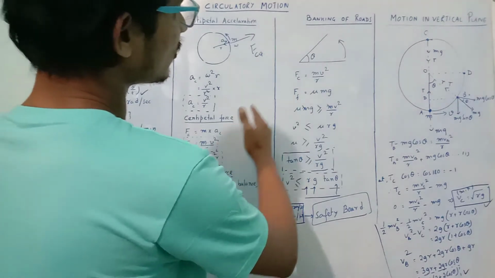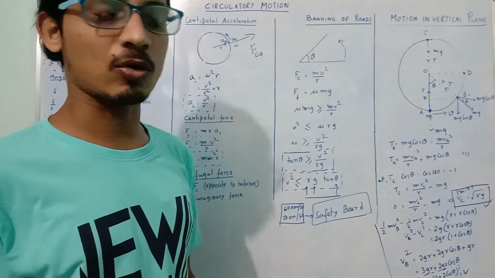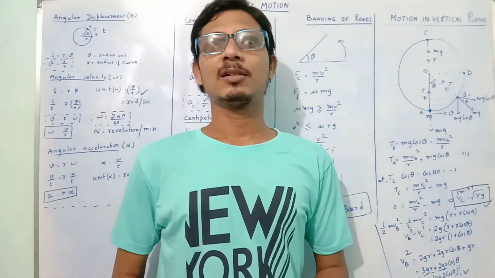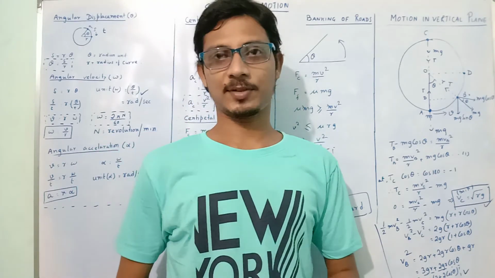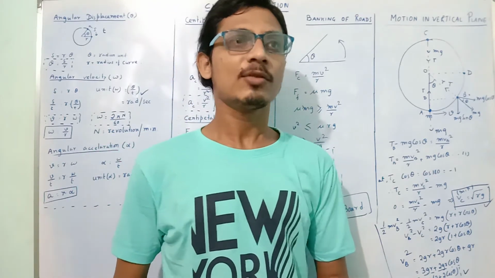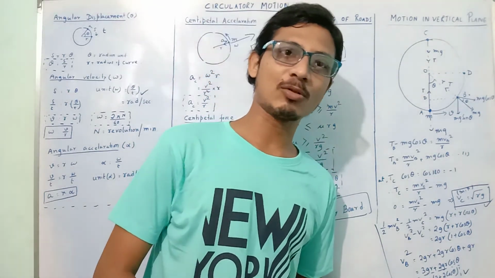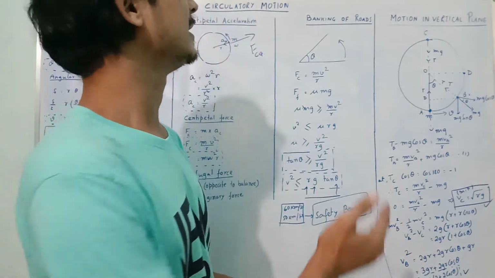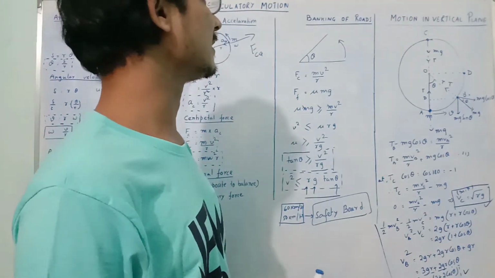Next we move to another very important topic, banking of roads. Now imagine the situation that you are cycling and a certain turn comes in the road. So you have to take that sharp turn, you have to bend either outwards or inwards. That bending is called banking.